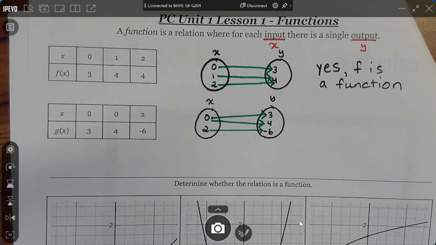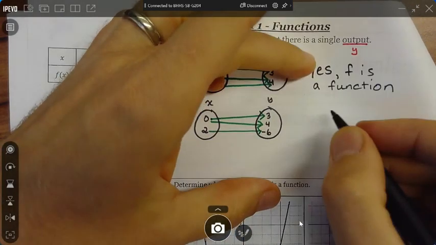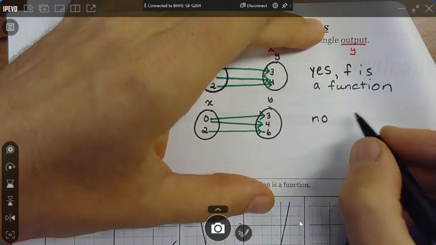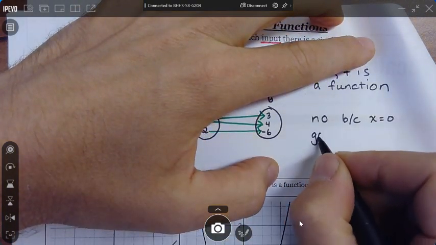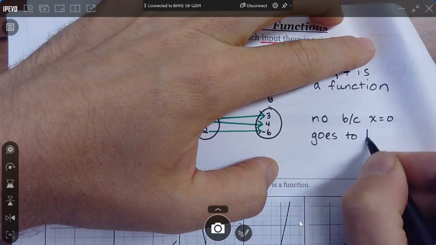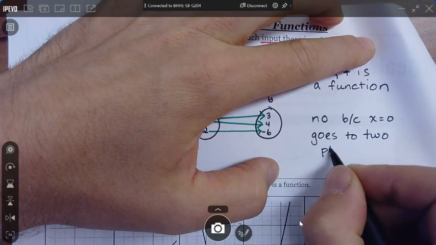Are all of the inputs being sent to one place? I have a vote for no. Which input is not being sent to one place? Yeah, 0 is going to two places. Ladies and gentlemen, look right here. This is putting bread in the toaster and getting toast and spaghetti. Do you see how it's going to two places? That means this is not a function, because x equals 0 goes to 2 places.